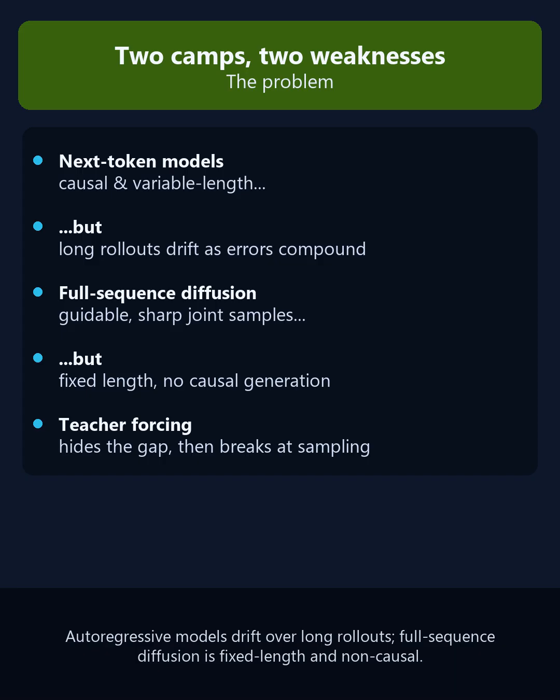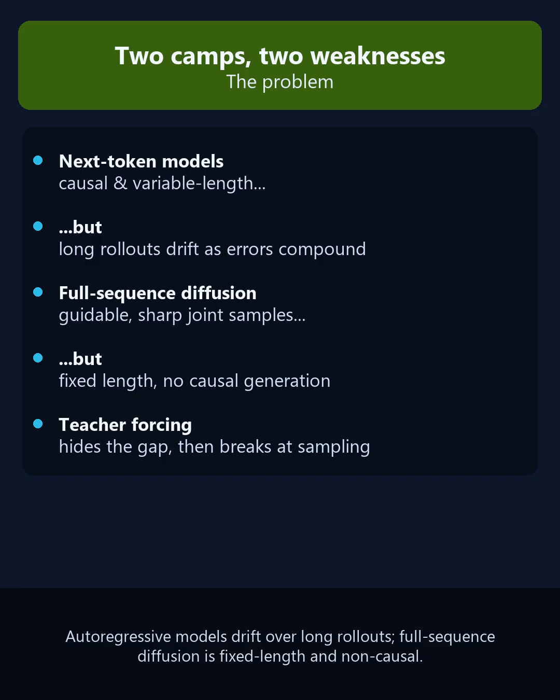Sequence generation has two camps. Next token models are causal and variable length, but over long rollouts small errors compound and the output drifts. Full sequence diffusion models denoise an entire fixed length clip together and can be guided toward good trajectories, but they can't grow past that length or generate causally. Teacher forcing hides the gap during training, then it breaks at sampling time.